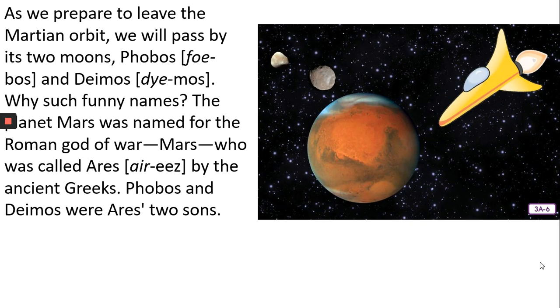As we prepare to leave the Martian orbit, we will pass by its 2 moons, Phobos and Deimos. Why such funny names? The planet Mars was named for the Roman god of war, Mars, who's called Ares by the ancient Greeks. Phobos and Deimos were Ares' 2 sons, and the names of the 2 moons of Mars also mean fear and panic. It's pretty funny. Interesting.